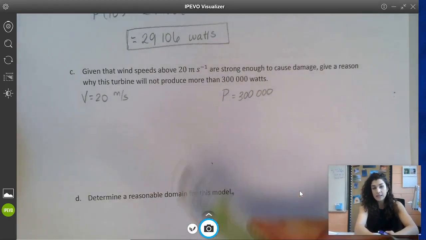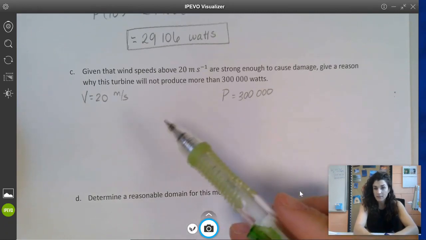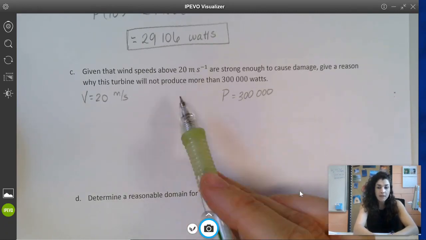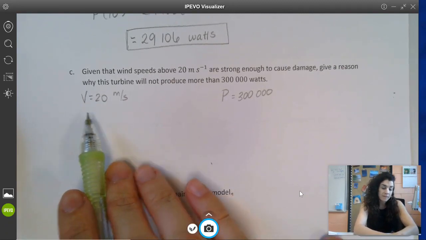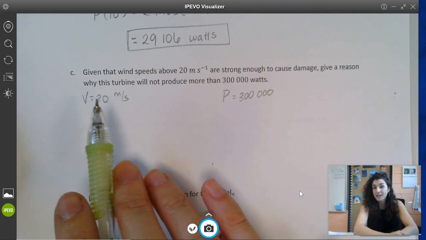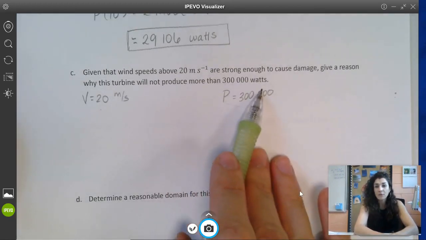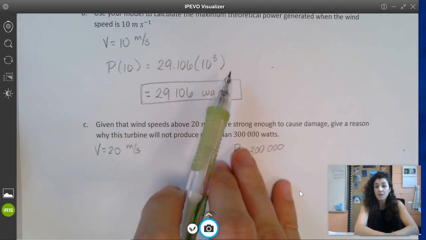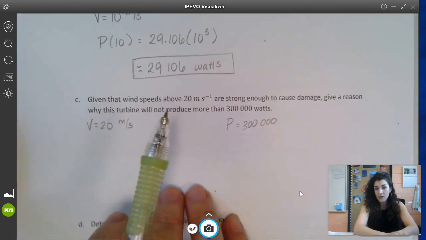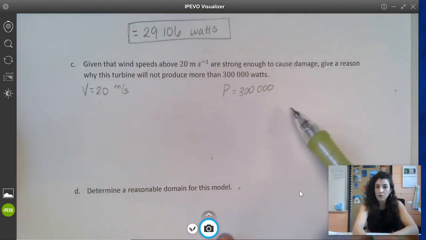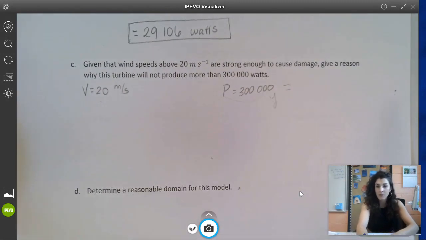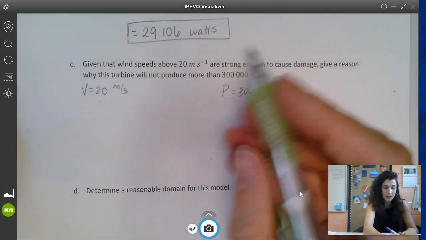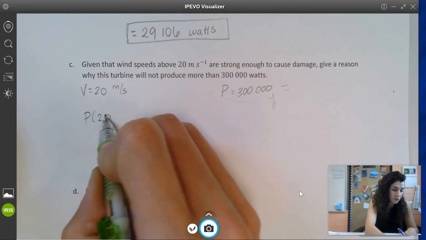So hopefully there's some instinct there of like, well, I should be plugging something in, right? So try that. Try plugging something in. I think the easiest thing to do here is plug in 20. But if your first instinct was to plug in 300,000 for P and then solve for V, you can do so by using the graph and graphing y equals 300,000, right? If we're setting an equation equal to this, y equals that, then we would have to graph another line to find that intersection. But I think it's easier to just plug in 20. So that's what we're going to do. We're going to find P of 20.